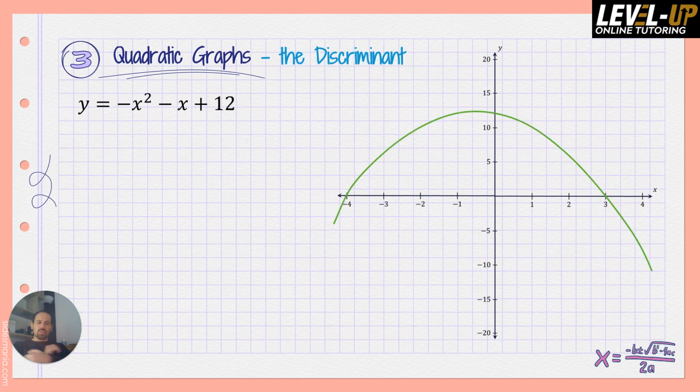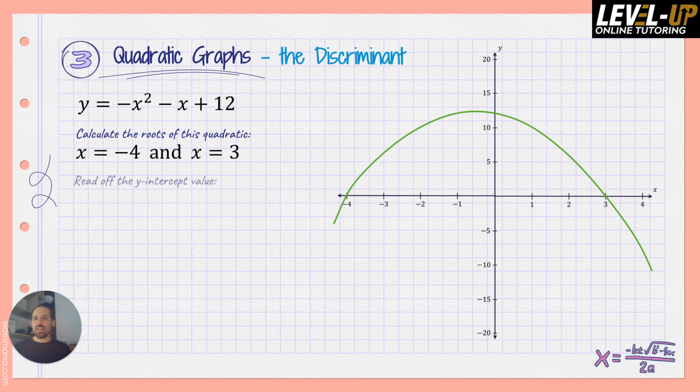Okay, so let's look at the discriminant. We looked at this last time: mathematically, what does it mean? We saw that it corresponds to the number of solutions that the equation has, when we set that quadratic equal to 0. For this quadratic, first of all, we can calculate those roots as -4 and 3. We could calculate where the y-intercept is. Well, we can just read it off from the equation, can't we? It's going to be +12.